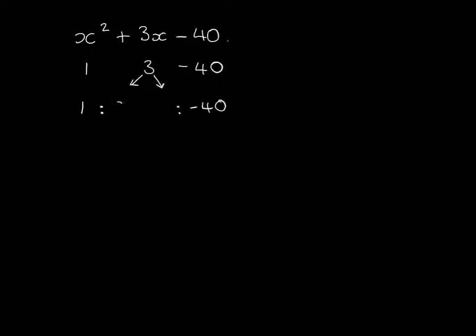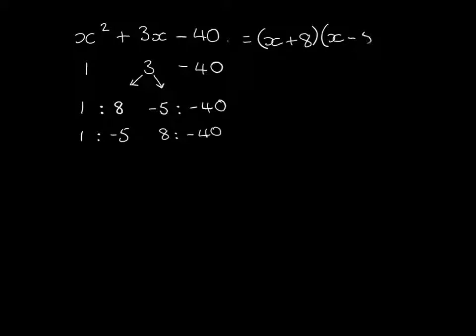Now, the only way to do it is 8 take away 5. Well, it's not the only way to do it. If it's not 8 and minus 5, it's going to be minus 5 and 8. So my brackets are from here, 1 and 8, which is 1x and 8. And the other bracket is from here, 1 and minus 5, which gives me x minus 5.